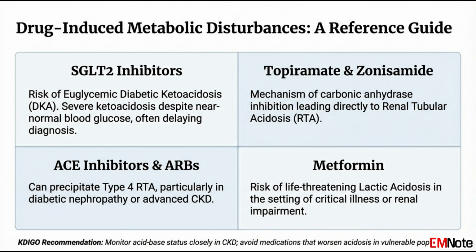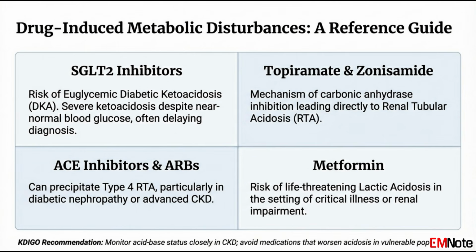What about the heart? We have so many patients on cardioprotective agents like ACE inhibitors and ARBs. Right. Angiotensin-converting enzyme inhibitors and angiotensin II receptor blockers. They're foundational drugs. So what's the risk? Well, they can precipitate a type 4 renal tubular acidosis. Is that a universal risk for anyone who takes them? No, not really. The risk is highest in patients with, say, existing diabetic nephropathy or advanced chronic kidney disease. So you have to know their baseline renal function. You absolutely have to know the renal baseline.